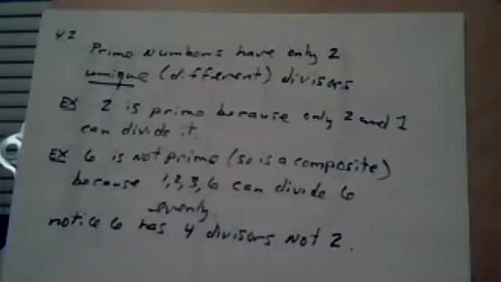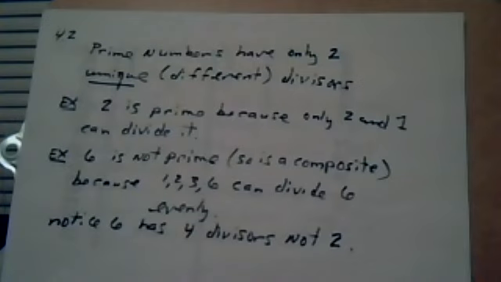Prime numbers have only 2 unique, in other words, different divisors. For example, 2 is a prime number because the only 2 numbers that can divide 2 evenly are 2 and 1. What stands out here is that the numbers have to be different. That's why 1 is not considered a prime number, because 1 can be divided by 1, and then 1 is 1 again. It has to be 2 different numbers. So 1 is disqualified from being a prime number.